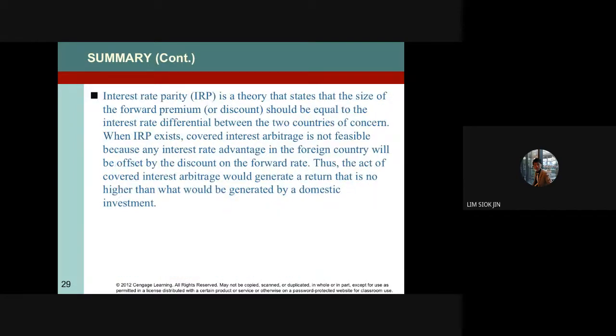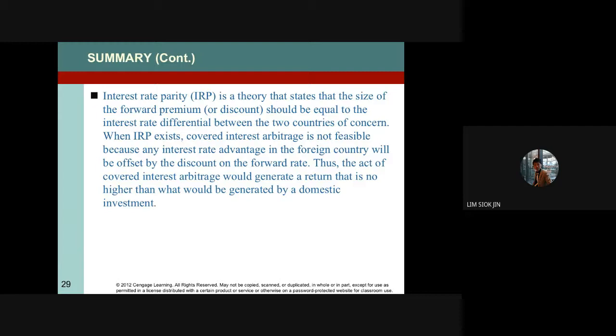All right, so the last thing that we reveal in this chapter would be the interest rate parity, which is a theory that states that the size of forward premium should be equal to the interest rate differential between two countries of concern. When IRP exists, covered interest arbitrage is not feasible because any interest rate advantage in the foreign country will be offset by discount forward rate. And thus, the act of covered interest arbitrage will generate a return that is no higher than what would be generated by a domestic investment.